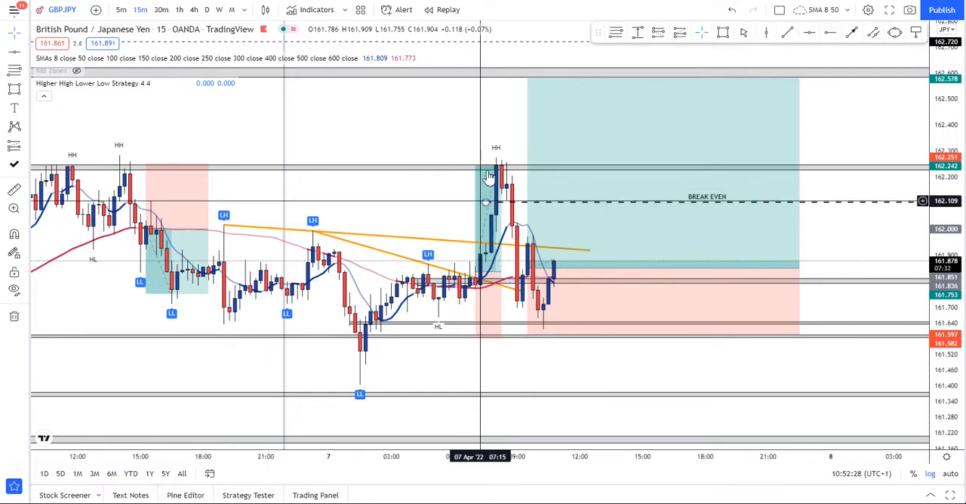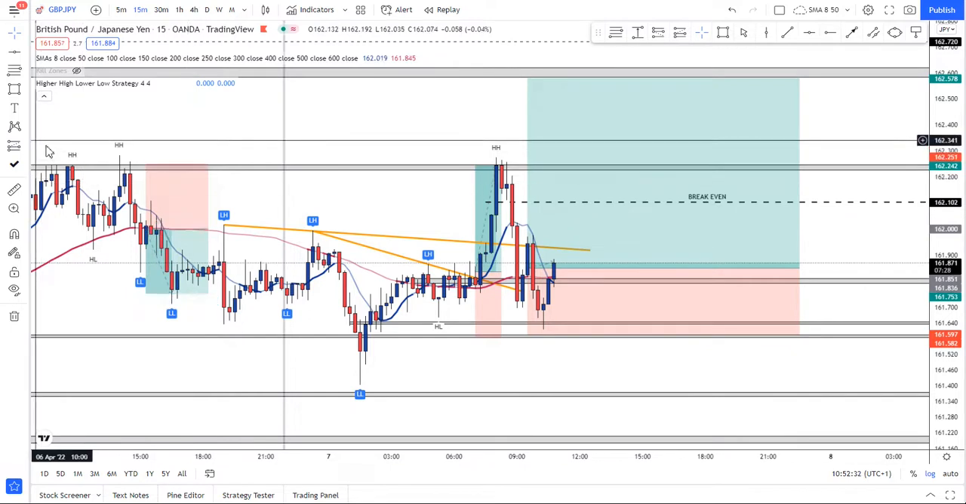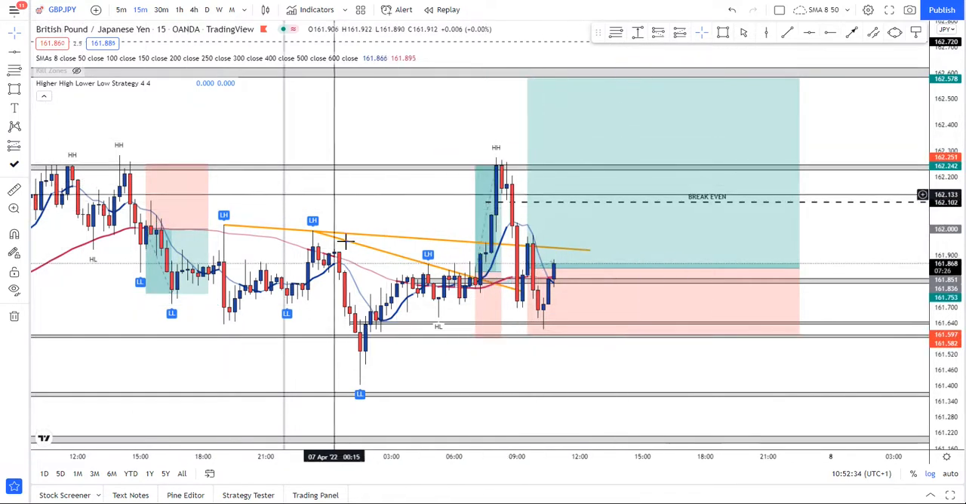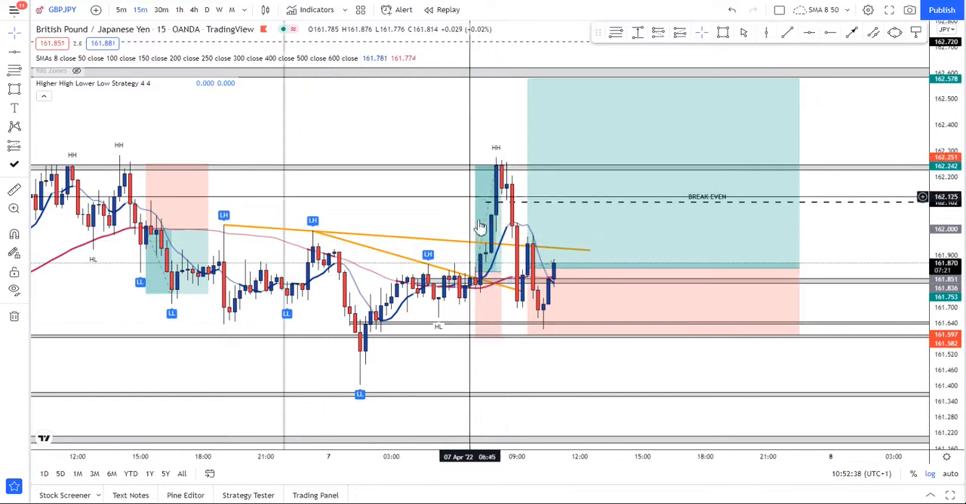So one position at 25, one position at 40. Brilliant. Lifted my head a bit after yesterday's choppiness. So that was a 15-minute time frame entry and trade, because we didn't get the confirmation on the 30-minute.